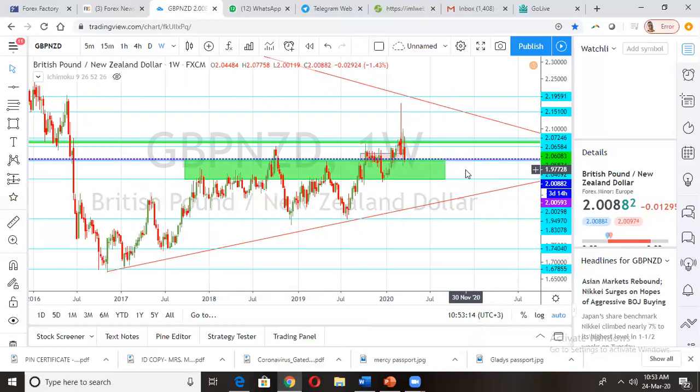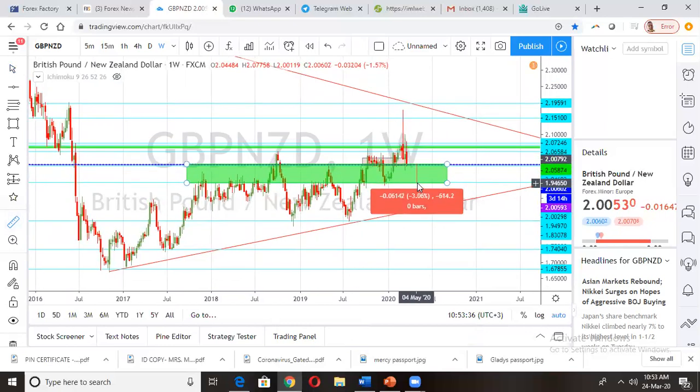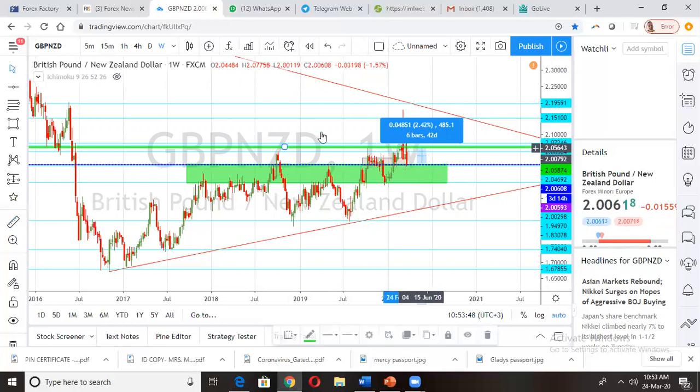So GBP NZD, I'm looking at a sell of about 250 pips, thereabouts. Either that or it could actually go 600 pips. So 200 to 600 pips. It could just pull back, and if it pulls back, go another 200 to 400 pips on the upside.